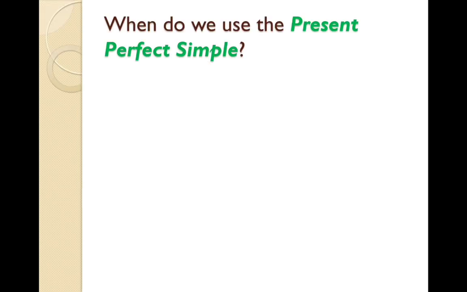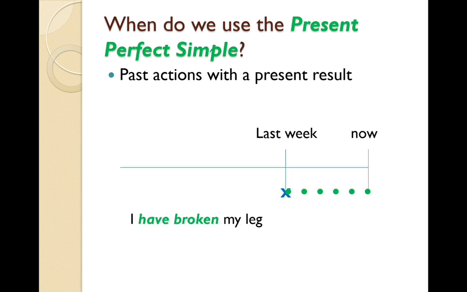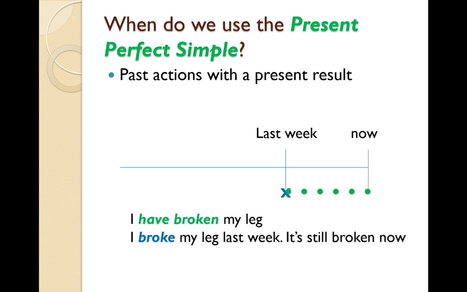When do we use the present perfect simple? We use the present perfect simple for past actions with a present result. I have broken my leg. I broke my leg last week. It's still broken now. So although the action happened in the past, the result continues into the present. That's why it's called the present perfect tense. There's always a relationship of some kind with the present.